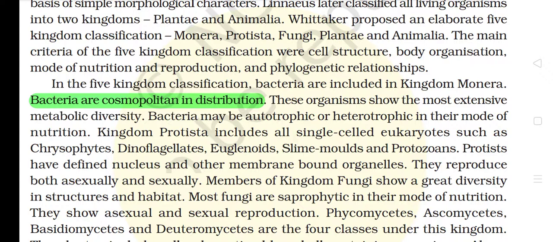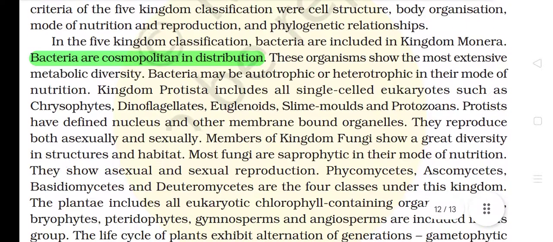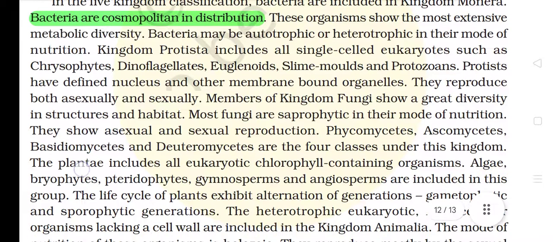In the five kingdom system of classification, bacteria are included in kingdom Monera. Bacteria are cosmopolitan in distribution. These organisms show the most extensive metabolic diversity. Bacteria may be autotrophic or heterotrophic in their mode of nutrition. Kingdom Protista includes all single-celled eukaryotes such as chrysophytes, dinoflagellates, euglenoids, slime molds, and protozoans. Protists have a defined nucleus and other membrane-bound organelles. They reproduce both asexually and sexually.